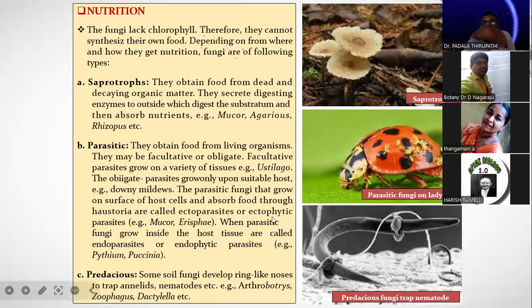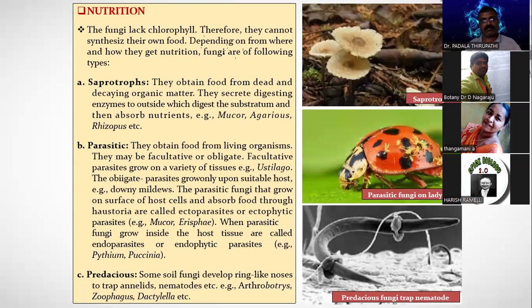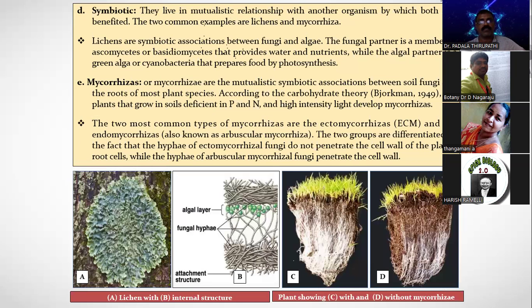Predaceous fungi, this question was also asked. Predaceous means it kills the host cell and uses it as food. Symbiotism, I already told you, two types of symbiotism are there in the fungi: lichens and mycorrhiza.